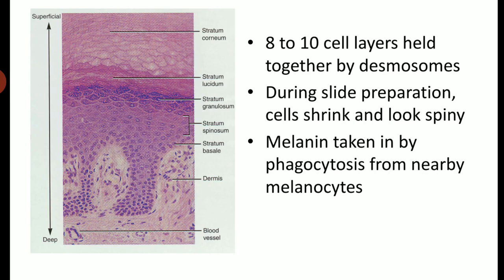formed as a result of cell division in the stratum basale. Interspersed among the keratinocytes of this layer is a type of dendritic cell called the Langerhans cells, which function as macrophages by engulfing the bacteria, foreign particles, and damaged cells that occur in this layer.